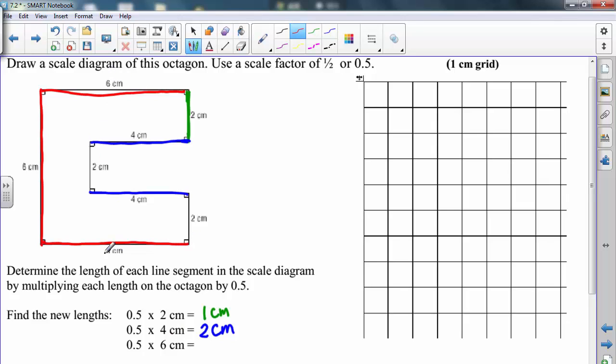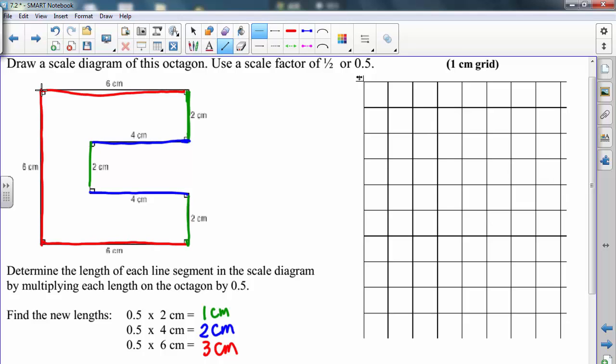If I reduce those 3 red lines by 1/2, I will get 0.5 times 6 centimeters. It's 3 centimeters long. So the green line segments will become 1 centimeter in the scale diagram. The blue lines will become 2 centimeters, and the 3 red line segments will become 3 centimeters each. So right now, let's graph this octagon in the 1 centimeter grid.